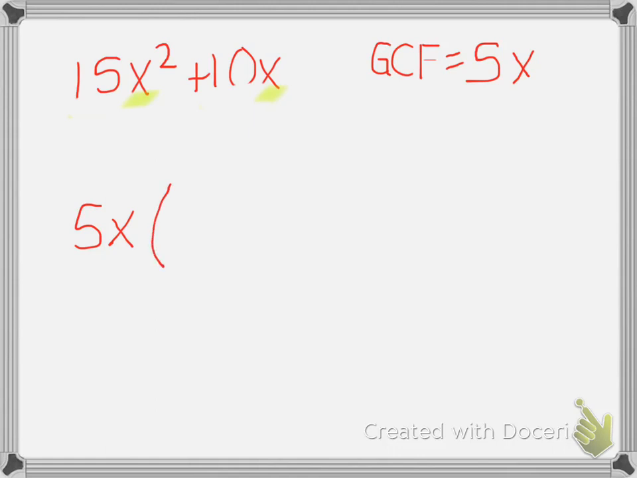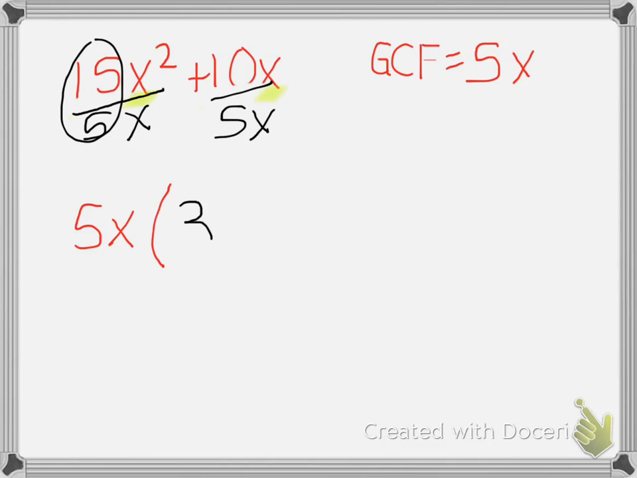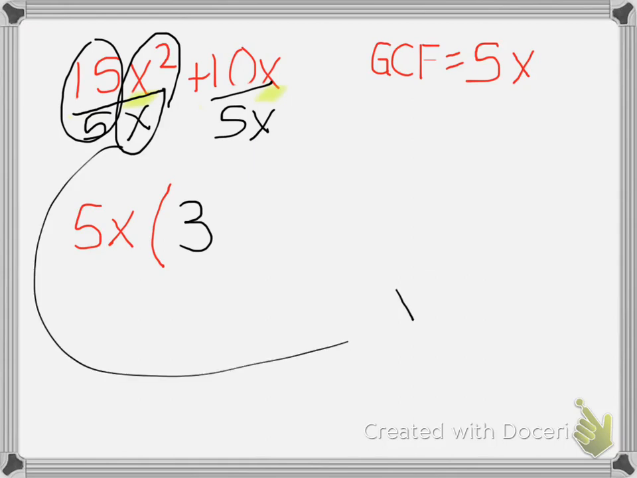And remember, you can be doing this other part in your head, but I'm going to show it because it's notes. So I'm going to divide by 5x, and I'm going to divide this one by 5x. 15 divided by 5 is 3, so I'm going to put a 3 here. And x squared divided by x, remember that means x squared looks like that and x looks like that. So those are going to cancel, it's going to leave an x. So I'm going to put an x here.